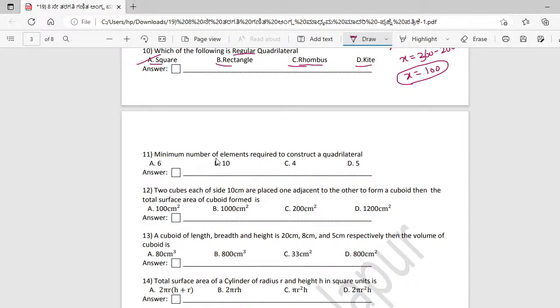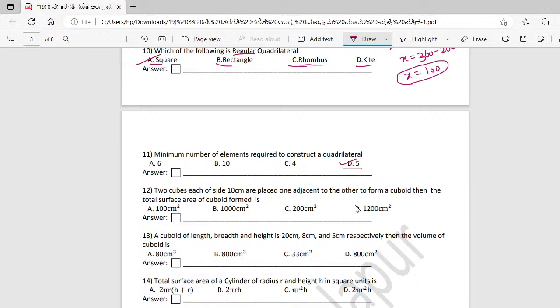The 11th one: the minimum number of elements required to construct a quadrilateral is which one? That is 5, and that is related to the practical geometry chapter. If you want anyone to draw a quadrilateral, at least you need to have 5 values known. With fewer, it will not be possible, or it will be very difficult to construct a quadrilateral. So the answer is going to be 5.